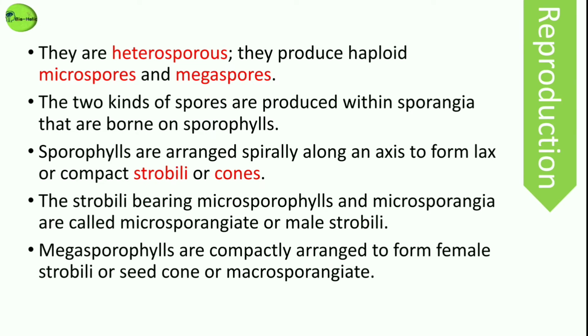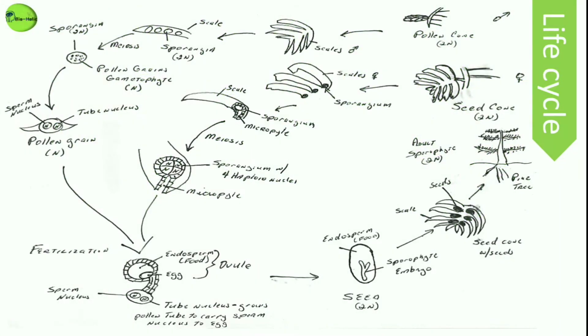So now we will talk about the life cycle of the gymnosperms. The microspores develop into a male gametophytic generation which is highly reduced and is confined to only a limited number of cells, and this reduced gametophyte is called a pollen grain. The development of pollen grains takes place within the sporangia.